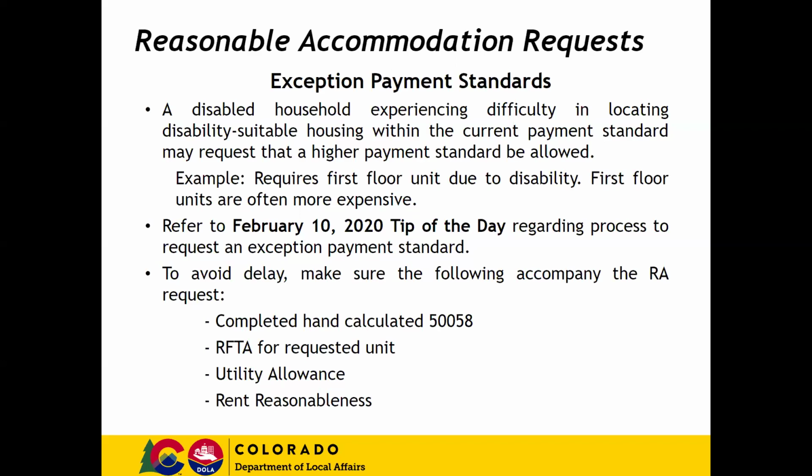It could also be our Excel 50058 form, the RAFTA for the unit that they require, the utility allowance for that unit, and a completed rent reasonable certification form, along with the request for why this unit is required as a reasonable accommodation, because HUD will require all of these documents when we send the request to headquarters. So just refer to that tip of the day. If you are working on an exception payment standard, we do need all of these documents to be included.